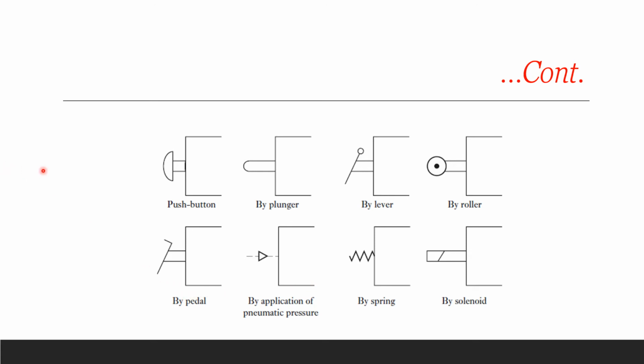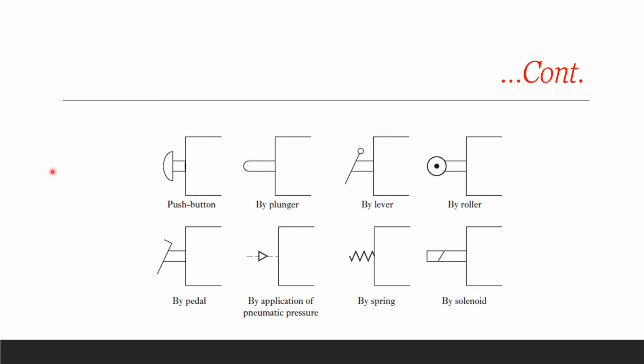Now the previous poppet valve can be called a 2 by 2 poppet valve since it had 2 ports and 2 working conditions or working states. Thus any valve can be designated by the number of ports and the number of working states or working conditions it has.